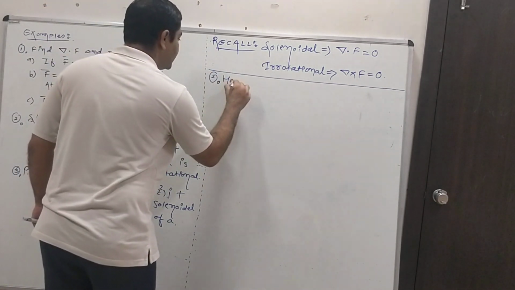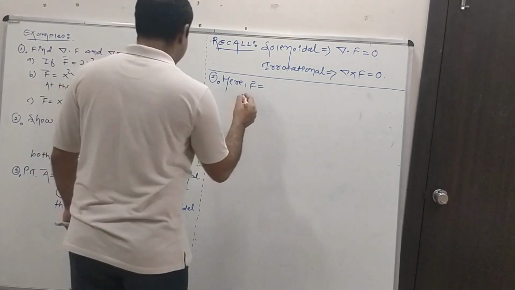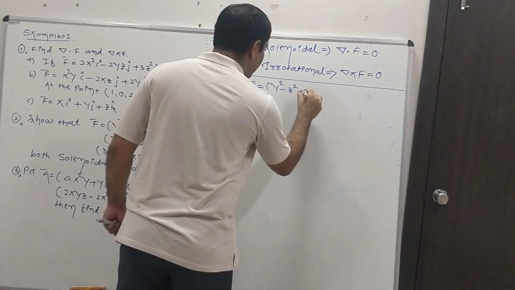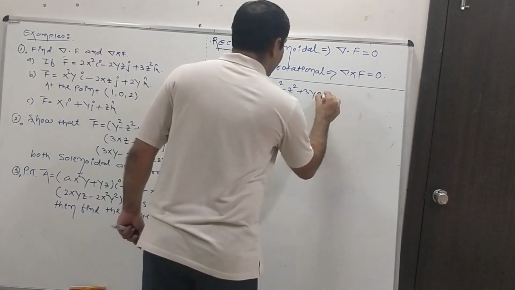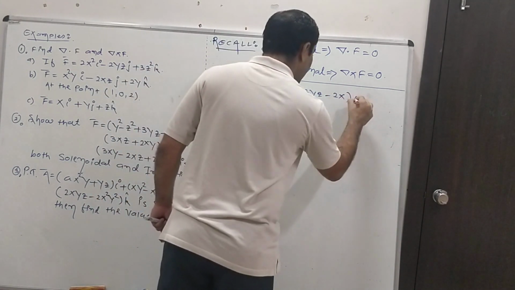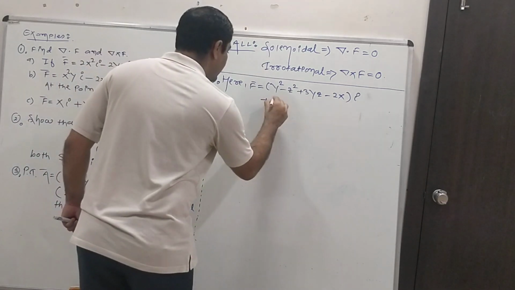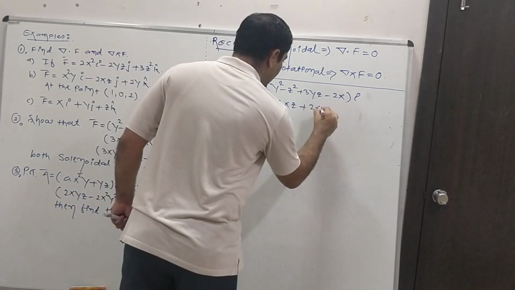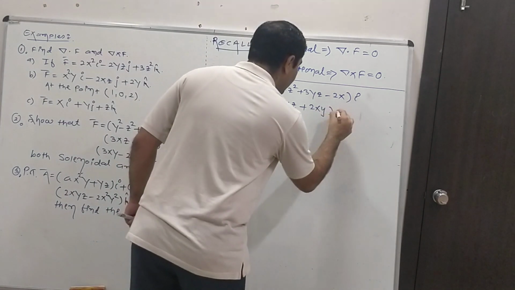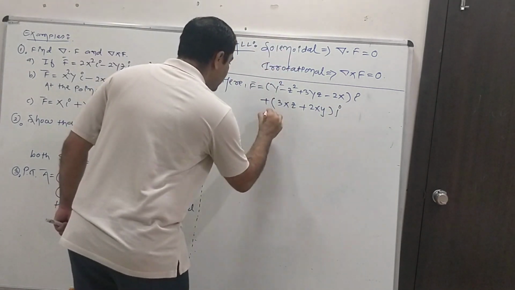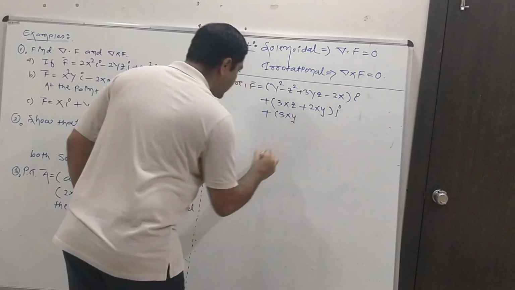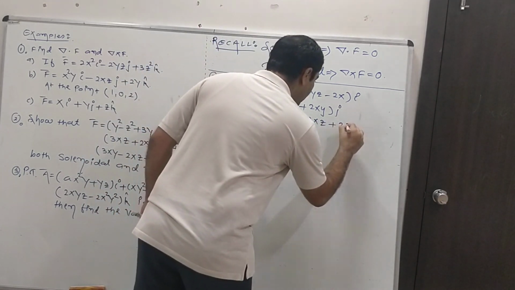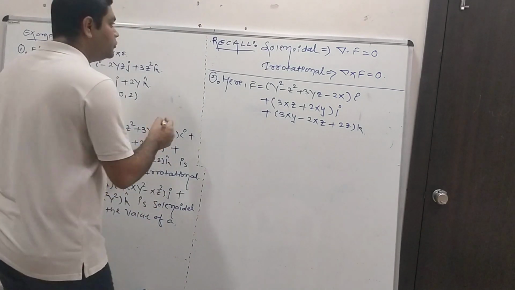Here f is, what is f? (y square minus z square plus 3yz minus 2x) i plus (3xz plus 2xy) j caret plus (3xy minus 2xz plus 2z) k.